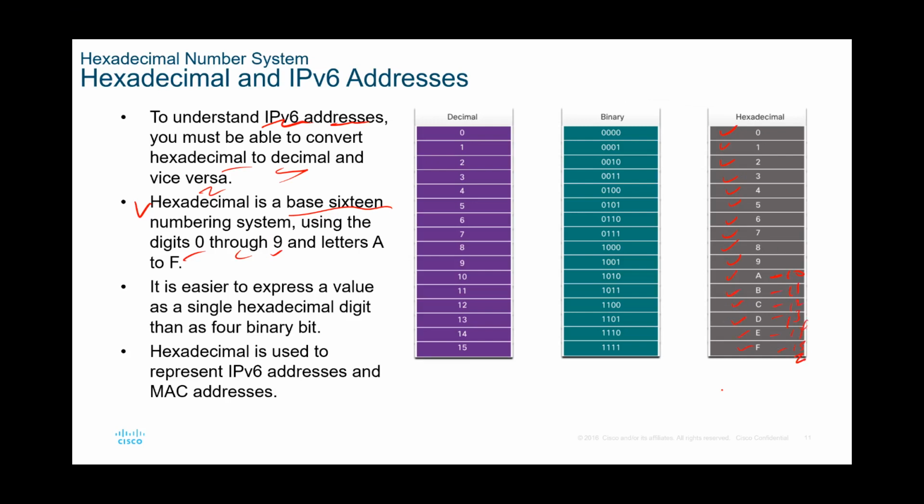Why did they not call it base 15? I have told you in IT, in the world of networking, 0 is a valid number. So the journey is starting from 0, and 0 is counted as the first digit. So when you say base 16, 0 to 15, that's 16. It's base 16. These are all our digits in hexadecimal.